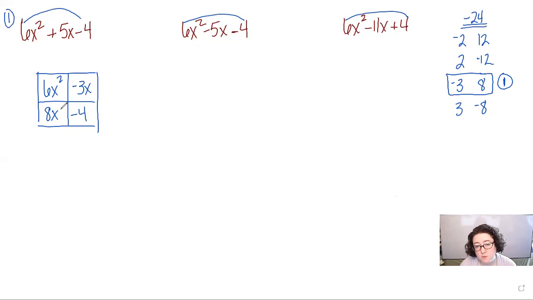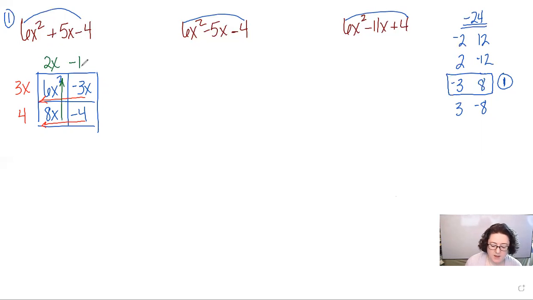Then same thing we did before, we're looking for a GCF between each row and each column. Let's do our first row: 6x squared and negative 3x. They have a 3 in common and they have an x in common. Between 8x and negative 4, we've got a 4 in common. Then do our columns. 6x squared and 8x, we have a 2x as a GCF.